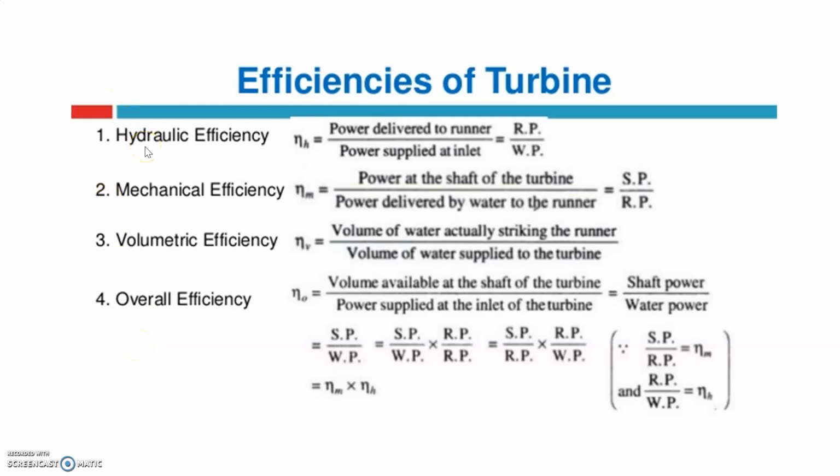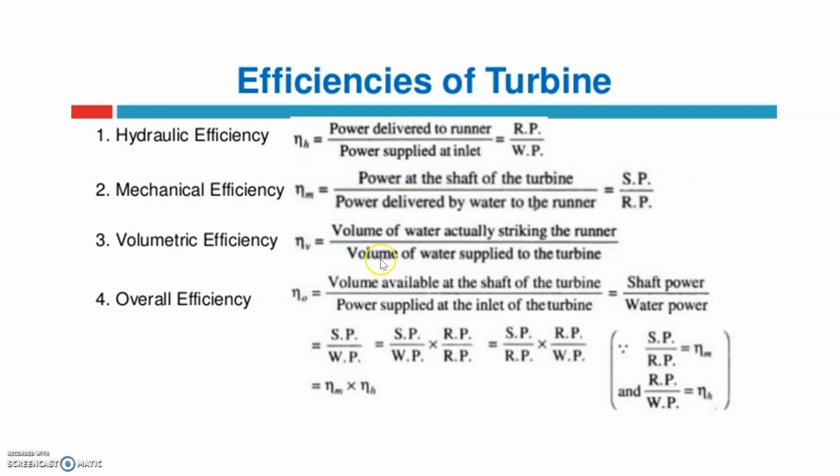The first is hydraulic efficiency, which can be defined as the ratio of the power delivered to the runner divided by power supplied at the inlet. Mechanical efficiency, we have power at the shaft of the turbine divided by power delivered by the water to the runner. Generally, you call it as SP by RP.